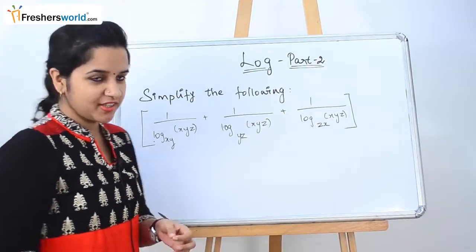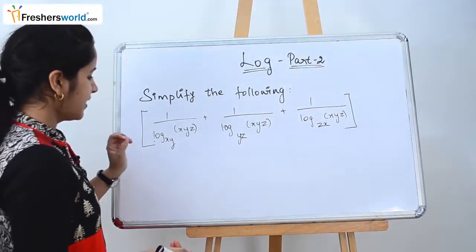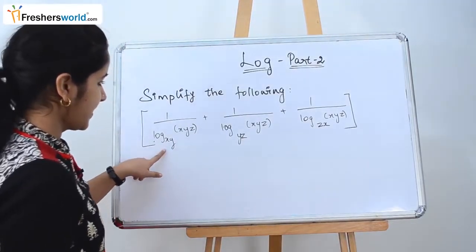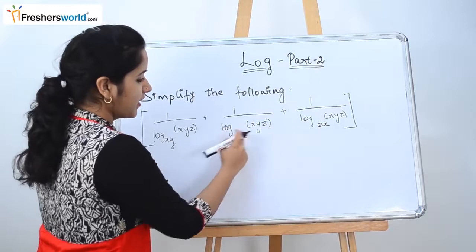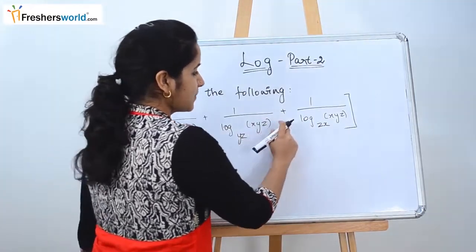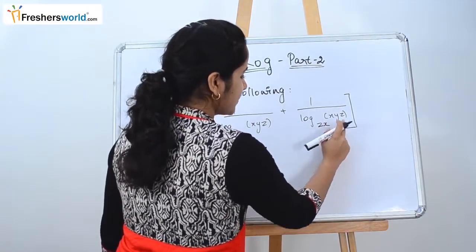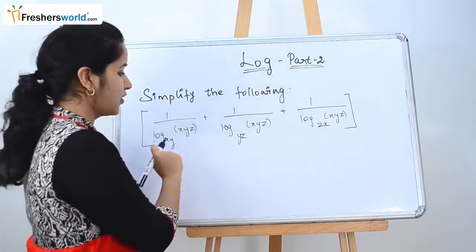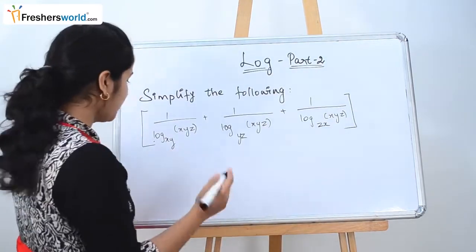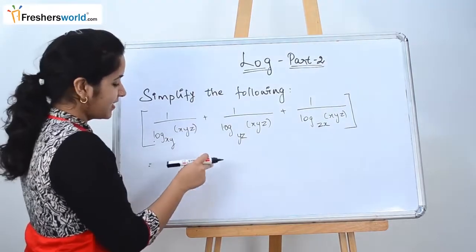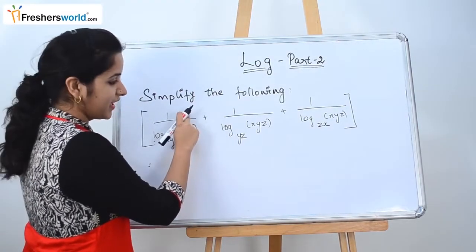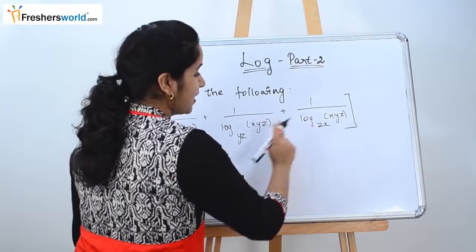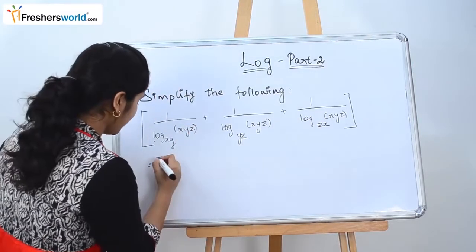The next question that they have given is 1 divided by log xyz to the base xy plus 1 by log xyz to the base yz plus 1 by log xyz to the base x. As we know, the prime rule in log is to make sure all the bases are the same. So that's what we are going to do. Once we take the denominator to the numerator, we can see that xyz will become the common base. So let's just do that.